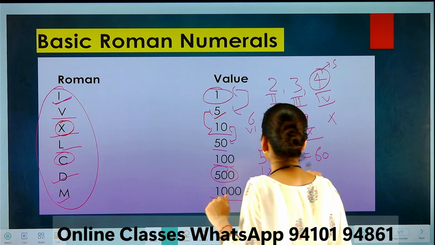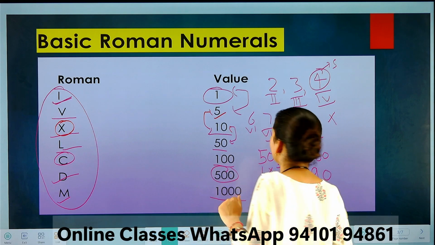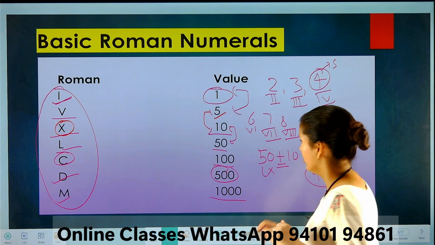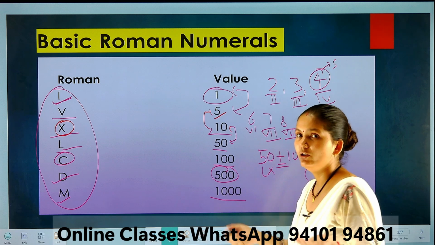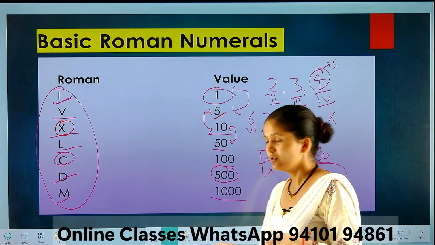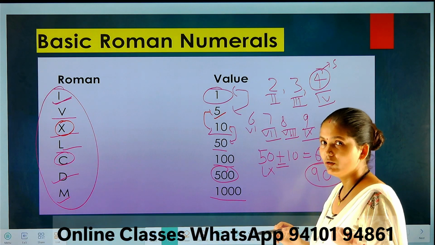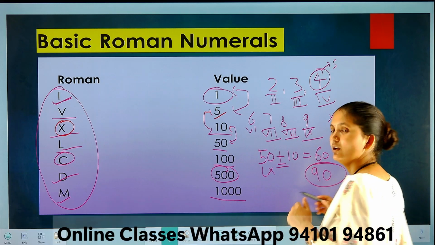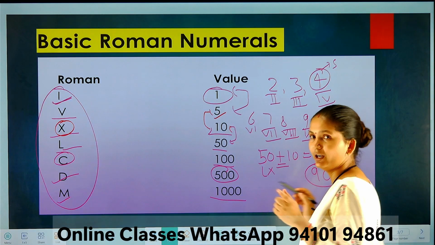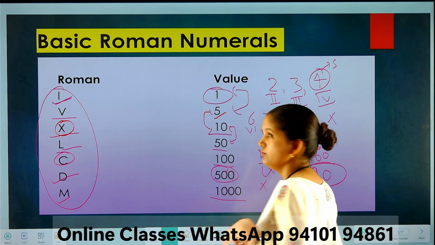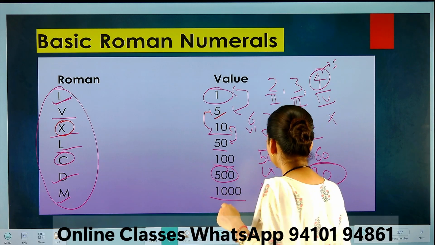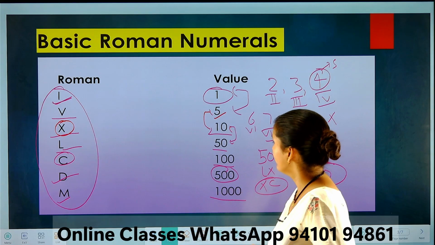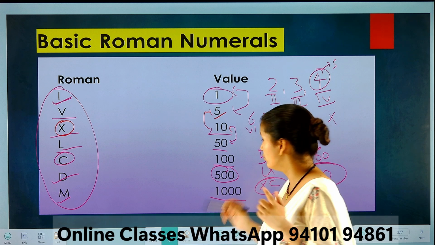Now it's turn for 90. How will we write 90? 90 follows the subtraction rule because it's nearest to 100. When we subtract 10 from 100, we get 90. And you know, the subtraction rule says the smaller number goes before the bigger number. So 90 is 100 minus 10. We are subtracting 10 from what number? 100, and 100 is C here. So XC. Got it?